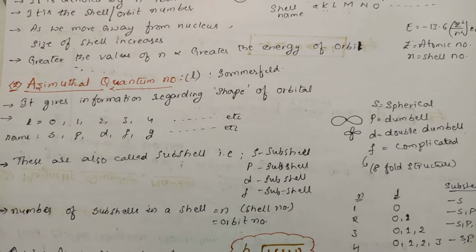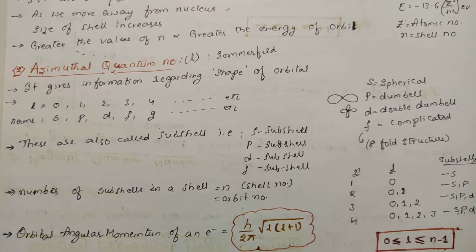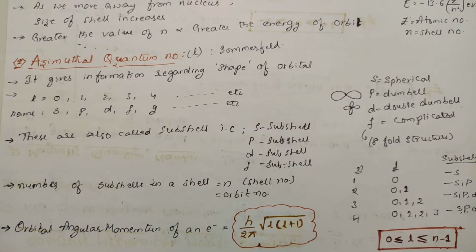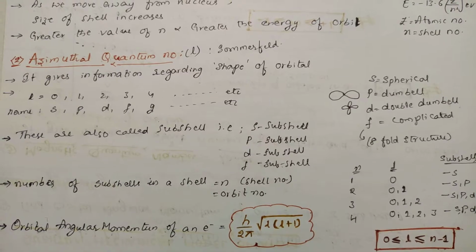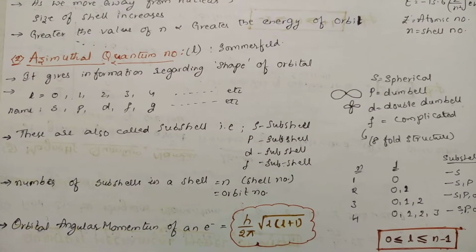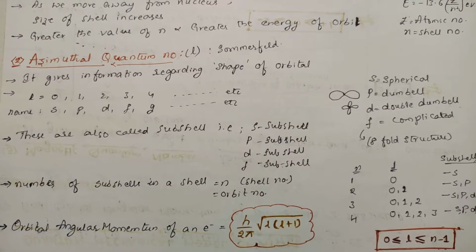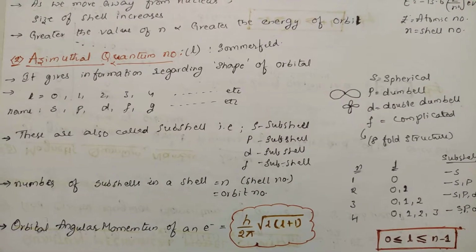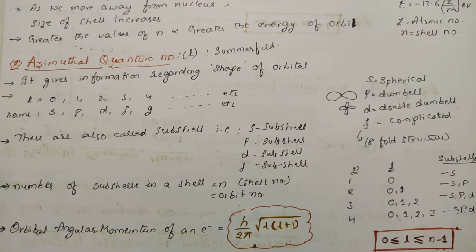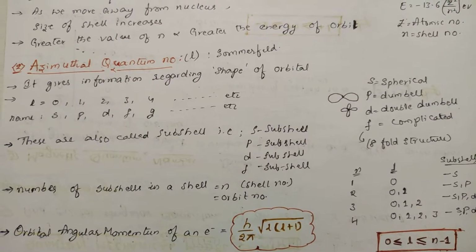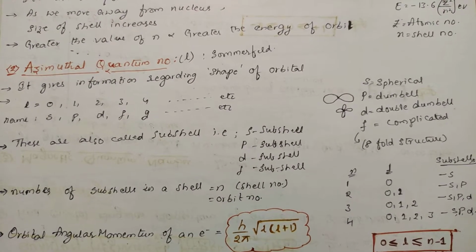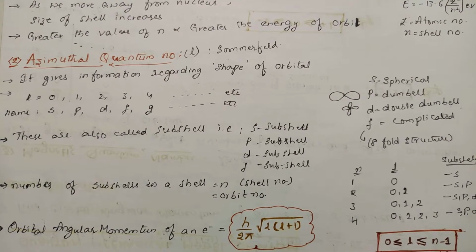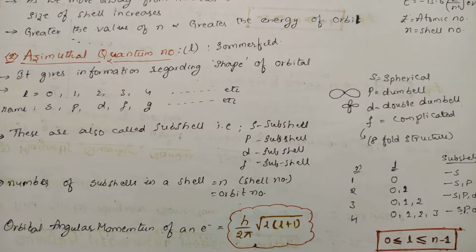Next is the azimuthal quantum number. This azimuthal quantum number is indicated with the symbol l and it was proposed by Sommerfeld. The azimuthal quantum number gives the information with respect to the shape of the orbital. What is meant by orbital? Orbital means the place where the probability of finding an electron is maximum. And what is meant by node? Node means the place where the probability of finding an electron is 0.